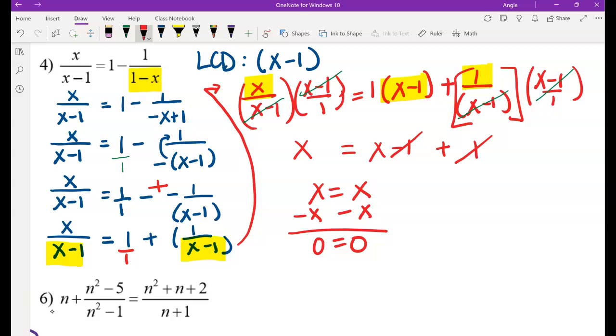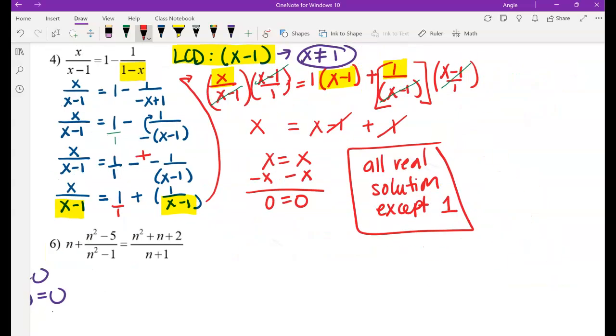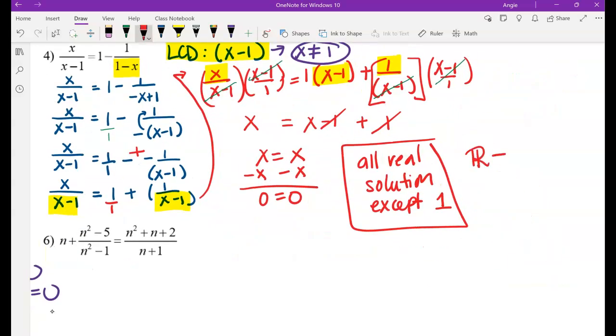So typically we would write all real solutions, except we have to go back to our domain, our lowest common denominator, and say x cannot have a restriction of 1. So now we have to say all real solutions except 1, just like that. Another way we can write this is all real solutions except 1. That will also be okay. Or you can write all real solutions except x equals 1. Something like that will be okay.